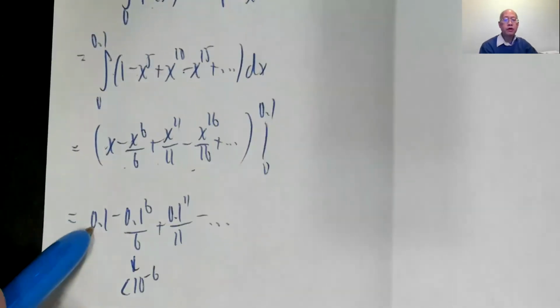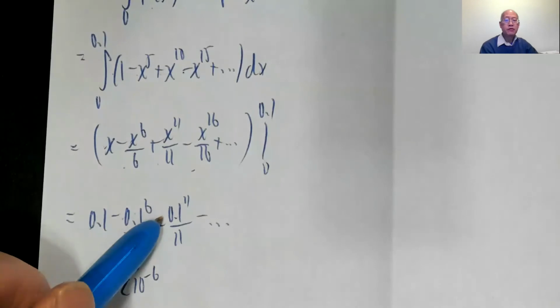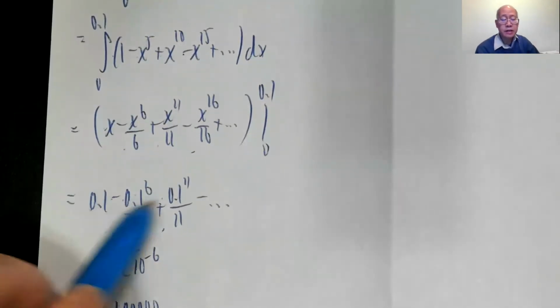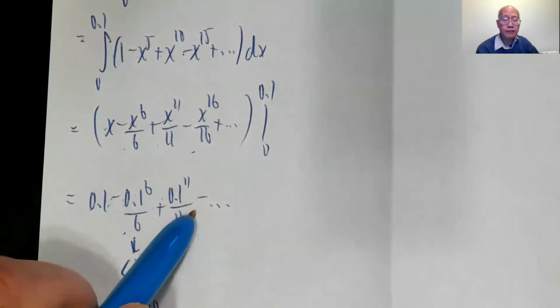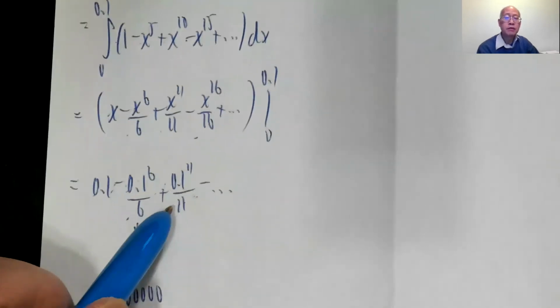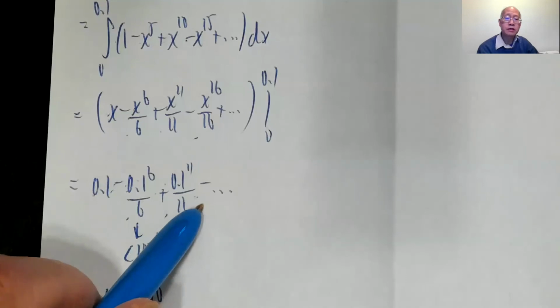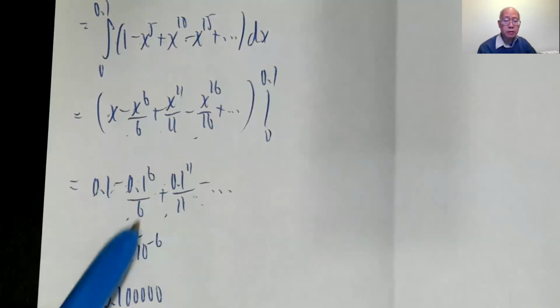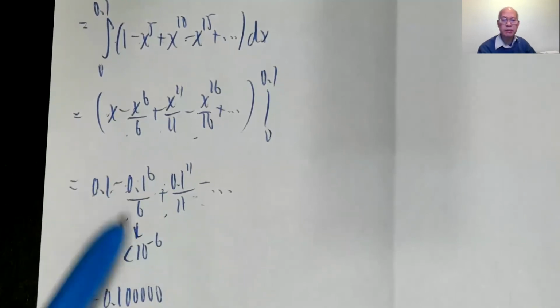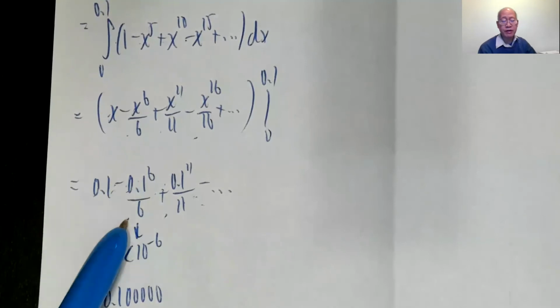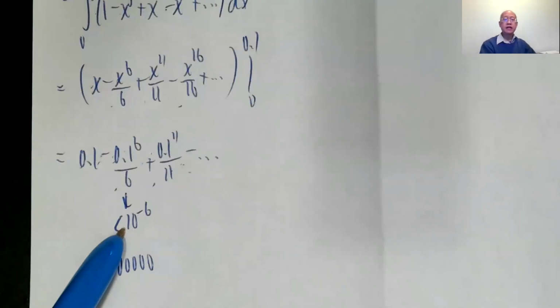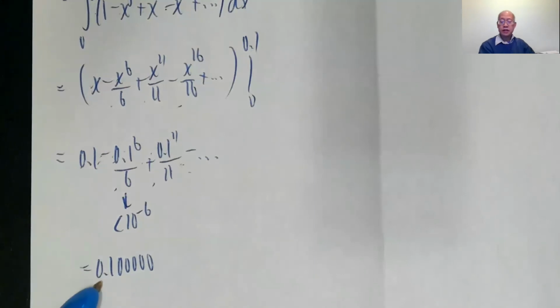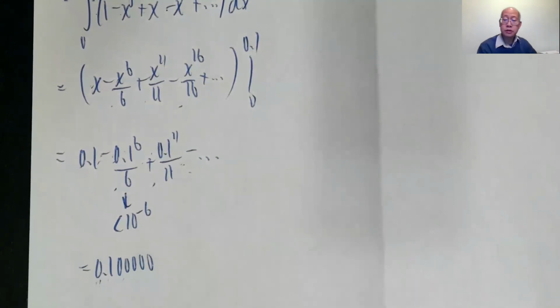Plug in 0.1: 0.1 minus 0.1 to the 6th over 6 plus 0.1 to the 11th over 11. Okay, that's an alternating series. Terms decrease in absolute value and approach 0. Therefore, the series converges by the alternating series test and by the alternating series estimation theorem. If I stop anywhere, the error is no more than the next term. Well, this is already smaller than 10 to the minus 6. We want accuracy to 6 decimal places. This is 10 to the minus 6, and I'm dividing something by that already. So this is already less than 10 to the negative 6. I just need the first term to 6 decimal places, so 0.100000.